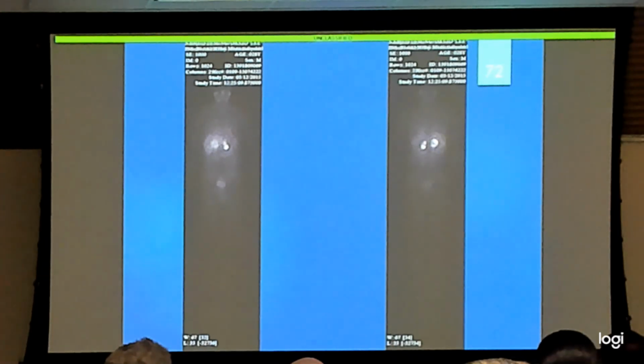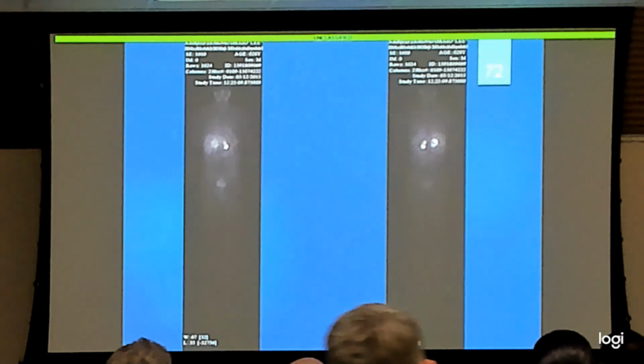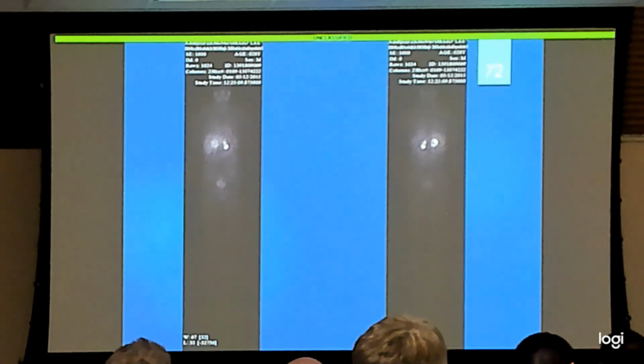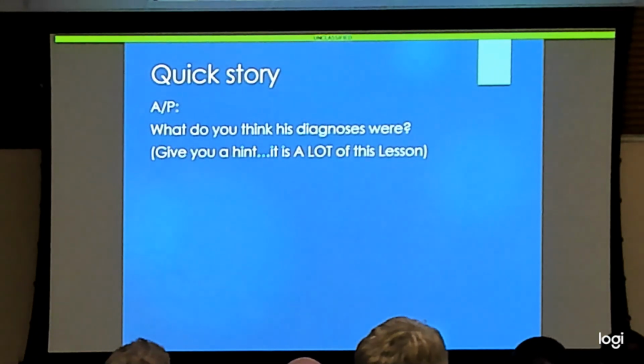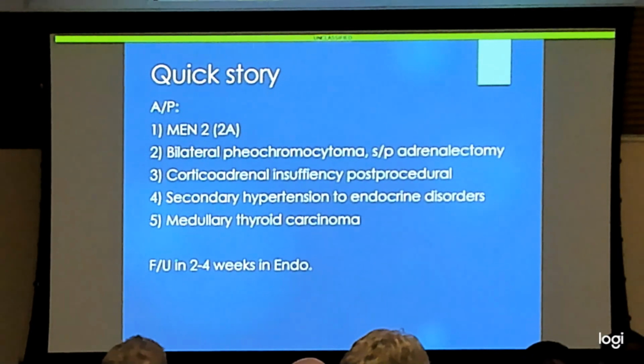So he also had a PET scan. So he had not one, but two bilateral pheos. So when else do I talk about bilateral pheos? Yeah, good job. Yeah, MEN2. So bilateral pheos, going back a while. Thankfully, it was not paragangliomas. So he had MEN2. He called it 2A back then. That's what it was called. Now it's called MEN2. Bilateral pheochromocytoma.